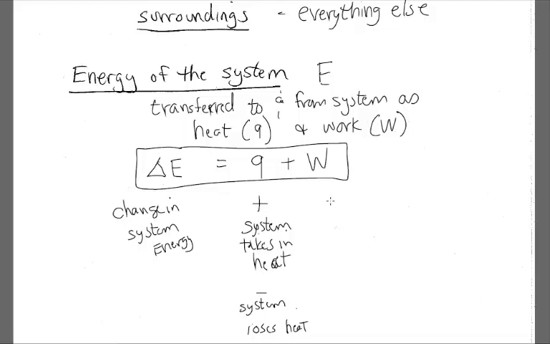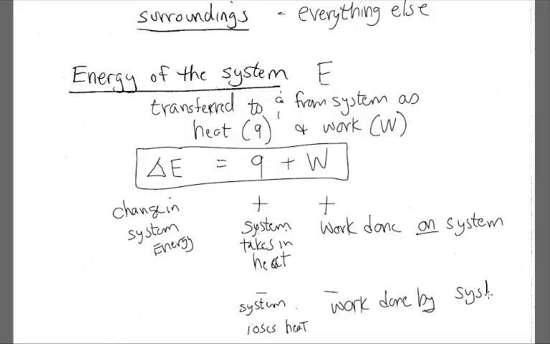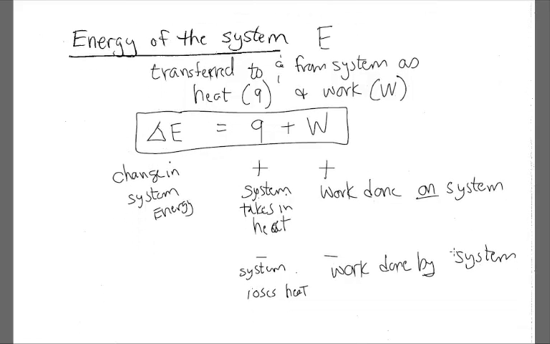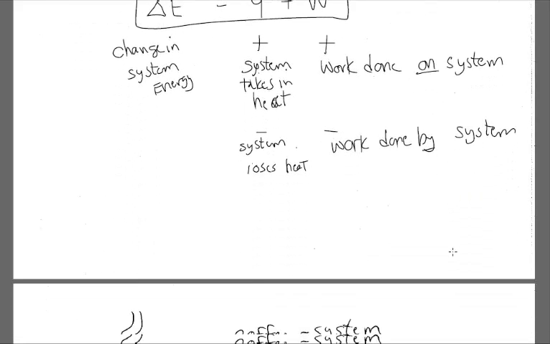For work, we will define that as positive when work is done on the system, and negative when work is done by the system. We'll show some examples, but the change in energy of the system will go up if the system takes in heat, and the energy will go up if work is done on the system. So let's do a couple of examples.